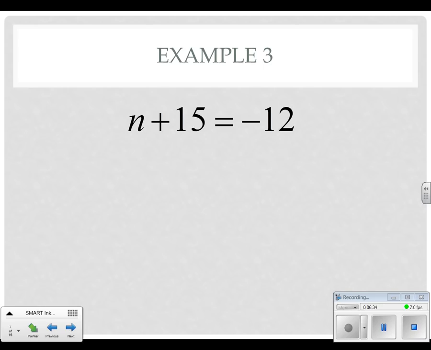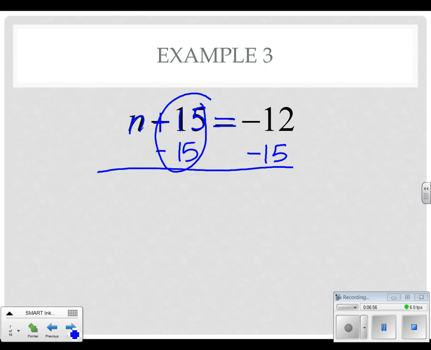n plus 15 is the same as negative 12. On this one, I'm going to isolate the n, get the n alone on the left side of the equal sign. I want to get rid of the plus 15. And you do the opposite. The opposite of adding 15 would be subtracting 15. This here is 0, so now the n is all alone. I'm not even going to put plus 0.